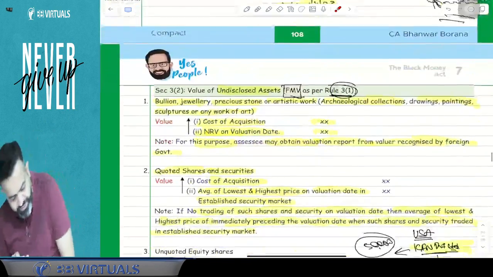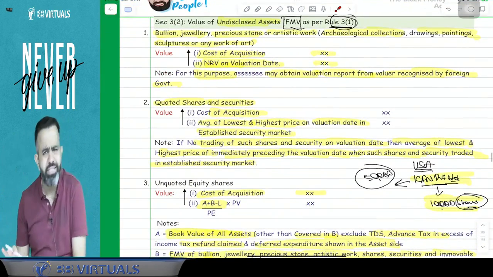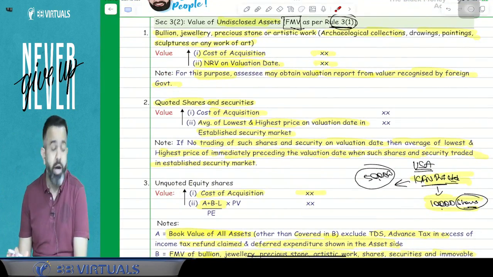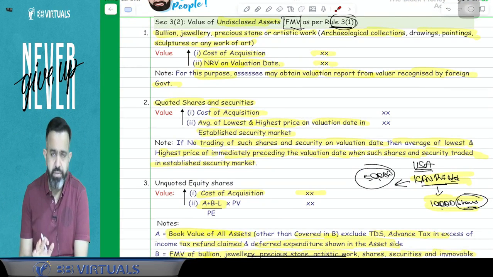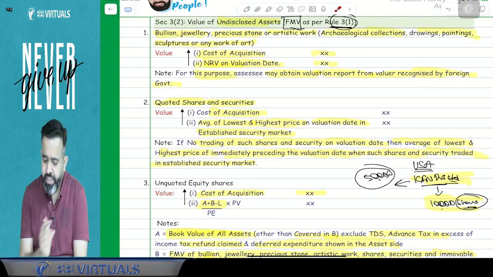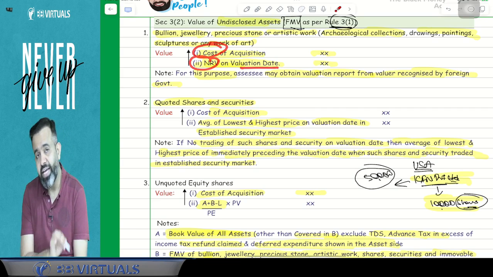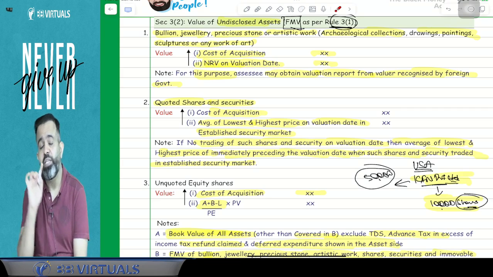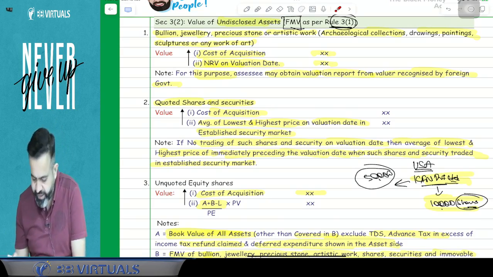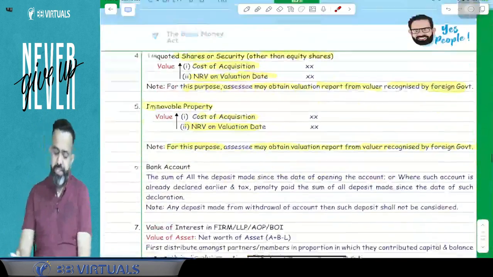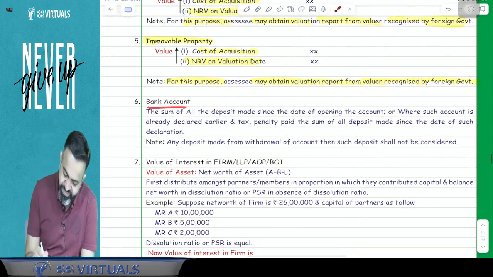So in the case of all these assets, how will you determine the value? That means how you will determine the FMV. Just take the original cost or NRV as on the valuation date. The valuation date will be the 1st April of the previous year. Done. Now the next asset is very interesting: bank account.